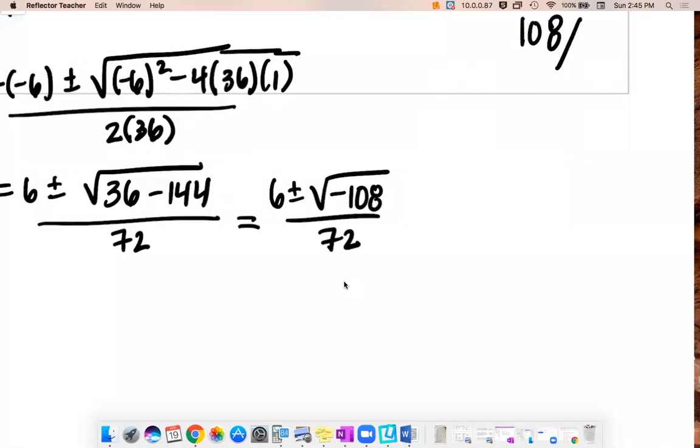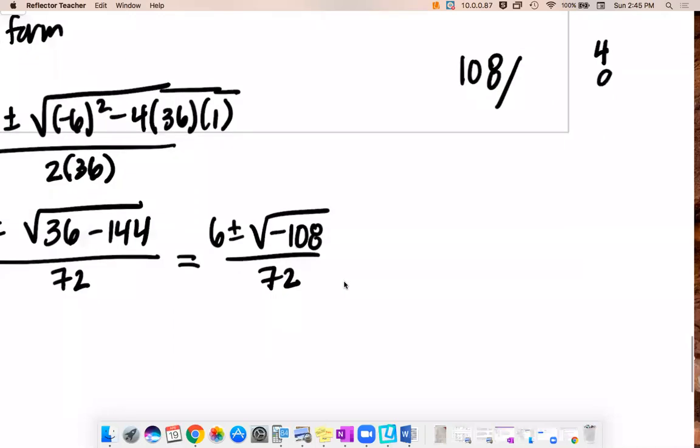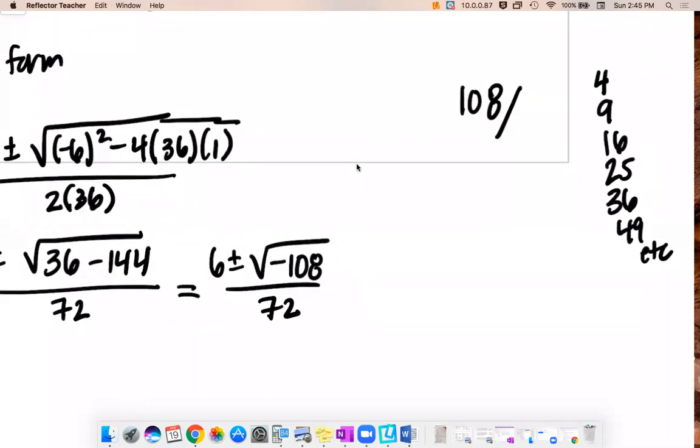So remember, perfect squares are like 4 because that's 2 times 2, or 9 because that's 3 times 3, 16, 4 times 4, 25, 5 times 5, 36, 49, etc. And you're just going to figure out which one of those divides nicely into 108, meaning there's no decimals when I divide. So one that does work really nice is if I do 108 divided by 36, I get a nice answer in my calculator of 3. So what that means is if I do 36 times 3, I get 108.